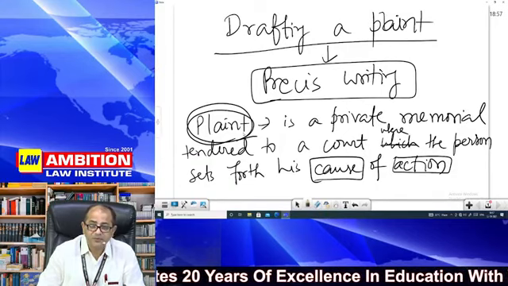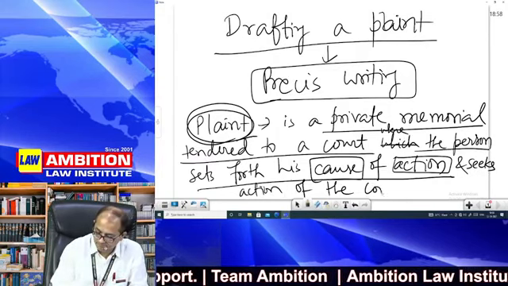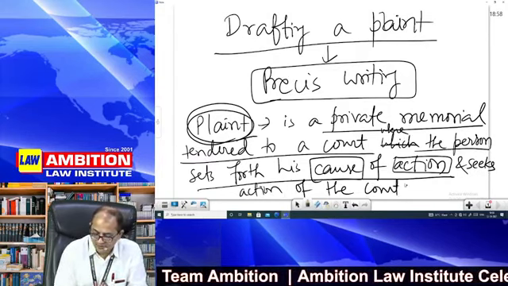So plaint is a private memorial tendered to a court where the person sets forth his cause of action and seeks action of the court. This is what is plaint. Many cases this has been decided, but naming the case is not required at all.